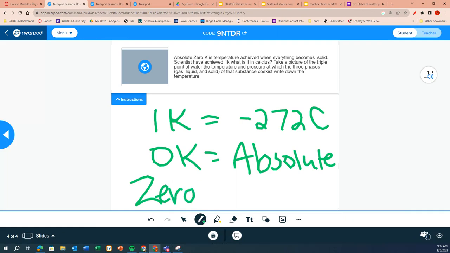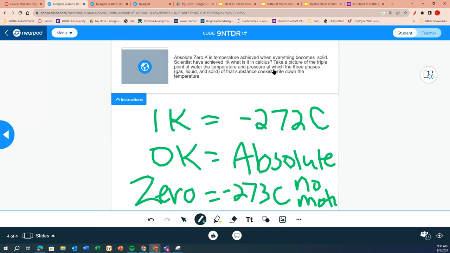Okay, which is equal to minus 273 Celsius, and there's no motion. Now, we're running out of time here as far as taking a picture of the triple point, but we will do that in a little bit here. I want to get to the bonus assignment.